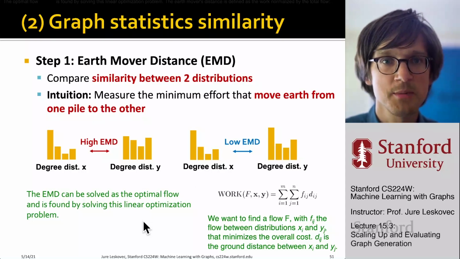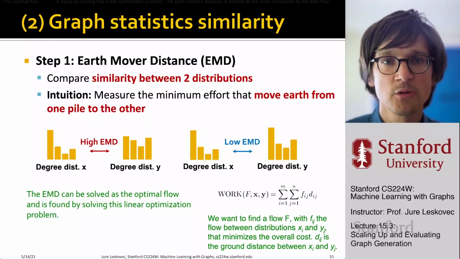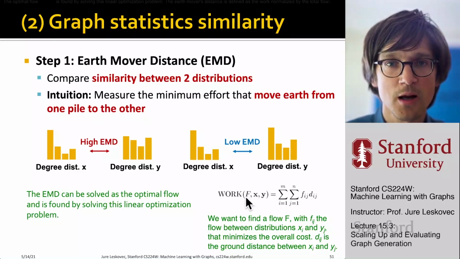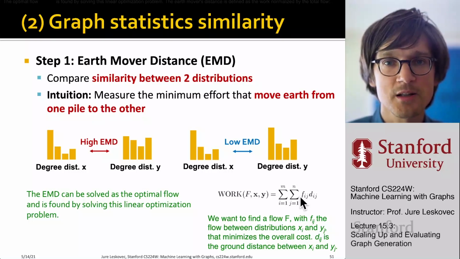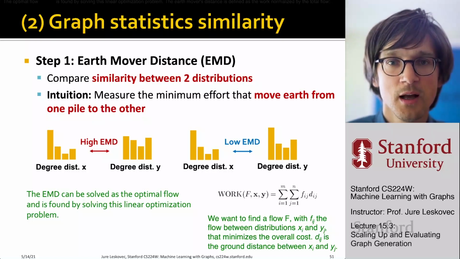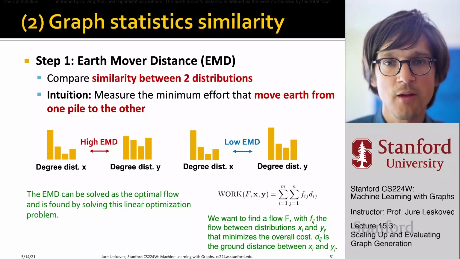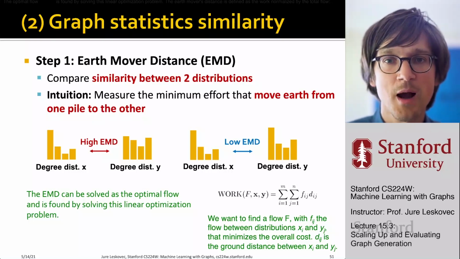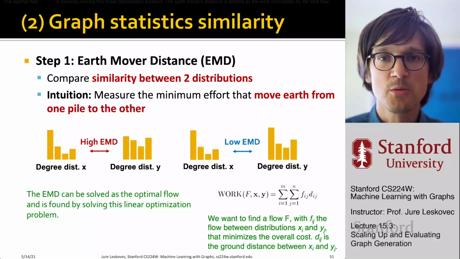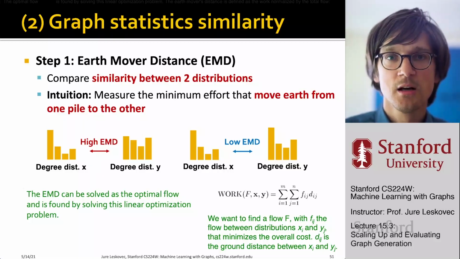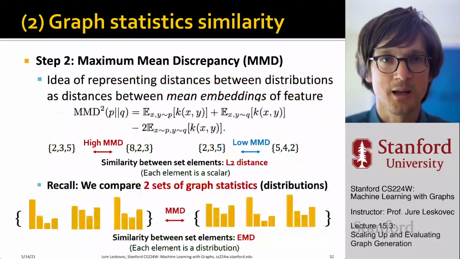And Earth mover distance can be solved as an optimal flow and is found by using a linear program optimization problem, where basically the amount of work I have to do is: how do I take F and transform it, how much Earth do I have to move so that it minimizes the overall cost d_ij between the probability distributions X and Y. So that's the intuition behind the Earth mover distance metric.